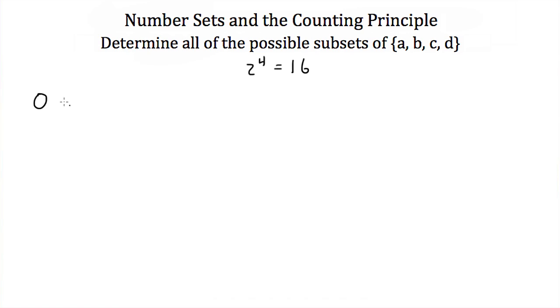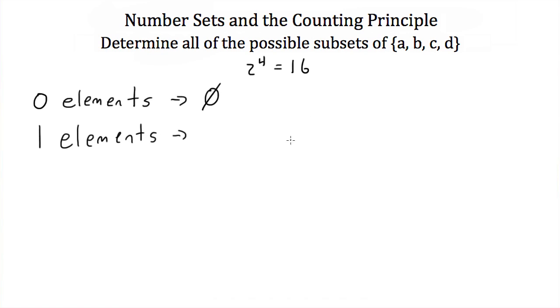First, we'll have some 0 element subsets. And there's only one way to do that. Don't choose any of the possible. Then we might have a 1 element subset. And how many different ways can we choose 1 item out of the 4 possible? Well, we might choose A, we might choose B, we might choose C, or we might choose D. So there are 4 different ways to do that.